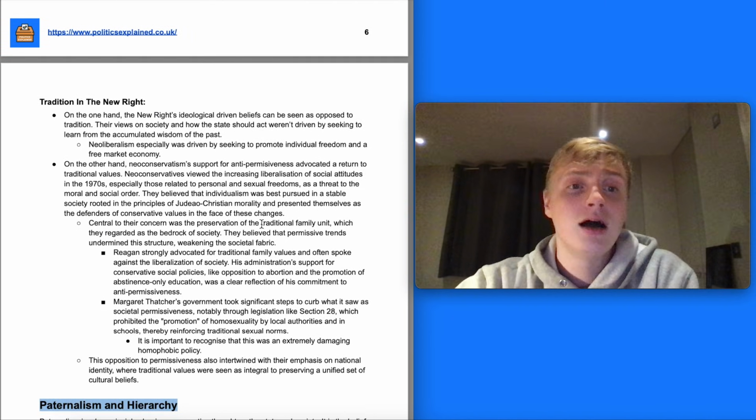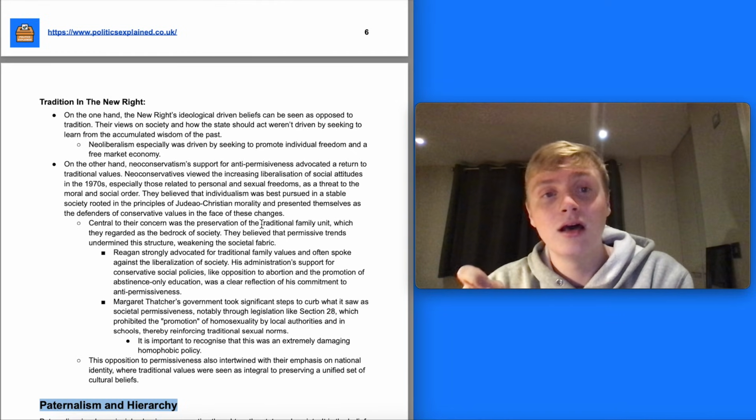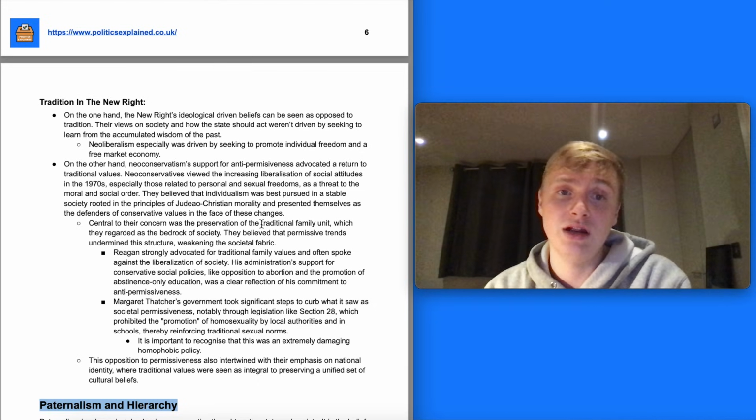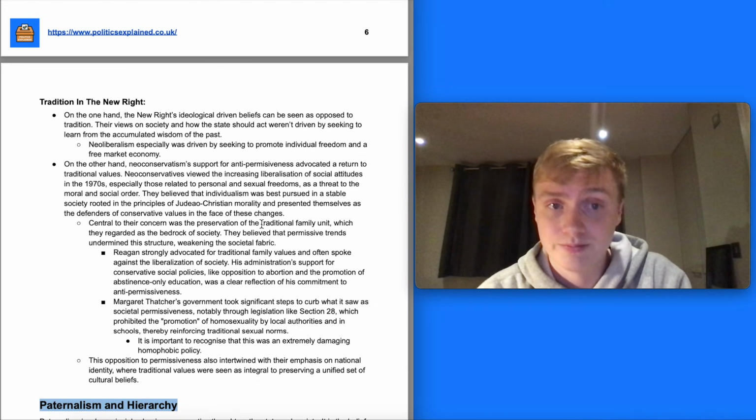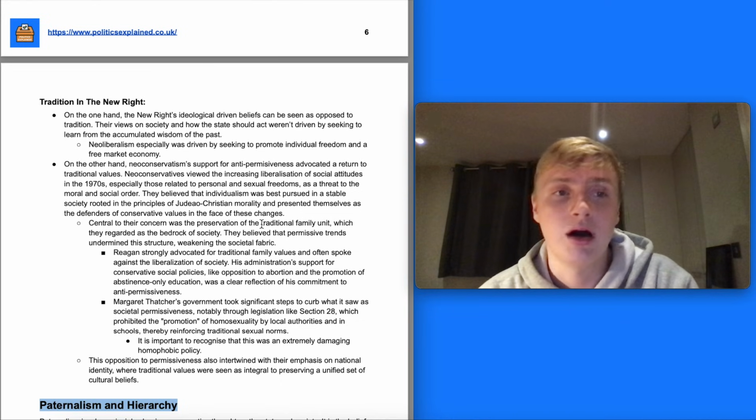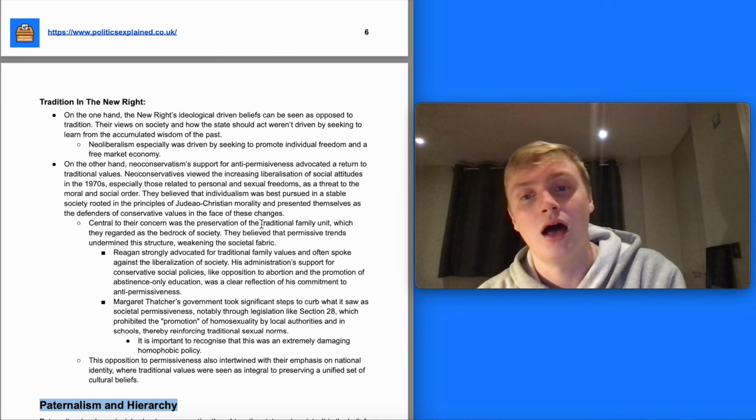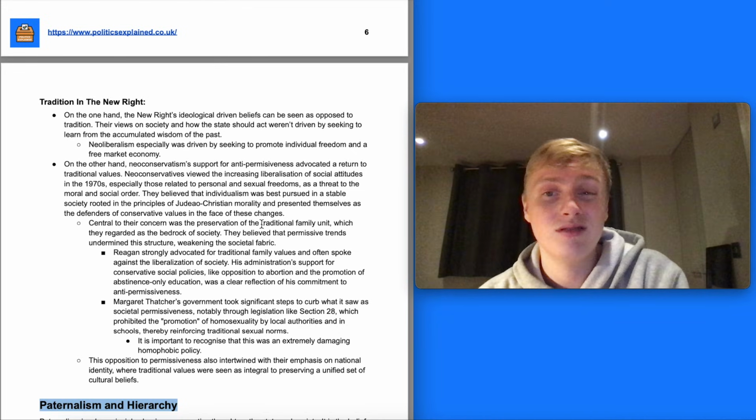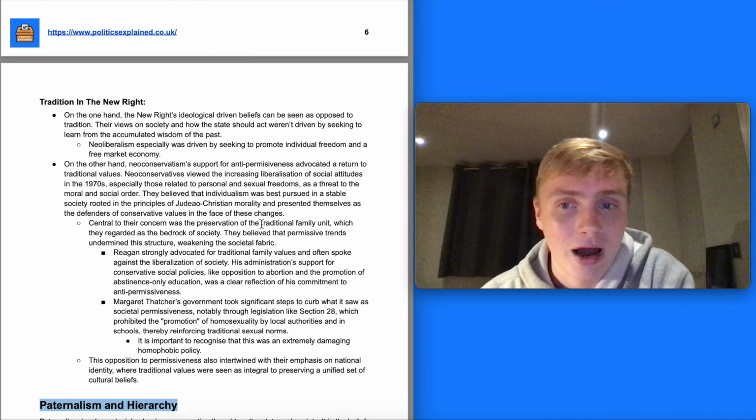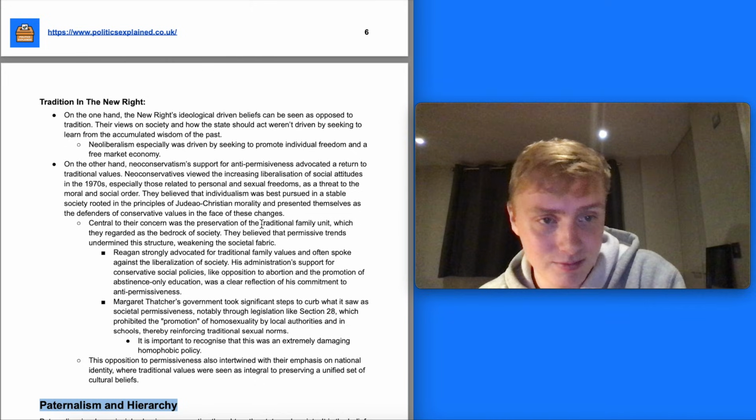In the New Right, I think it can be seen in two ways. On the one hand, the fact that they're driven by ideological beliefs, by the promotion of freedom, can be seen as opposed to tradition. So their views on society and the state aren't driven by seeking to learn from the traditional, the accumulated wisdom of the past. Instead, they're, in a way, ideologically driven by this promotion of freedom. That's why they support it. That's why they support capitalism. It's not because it's what's traditionally tried and tested.